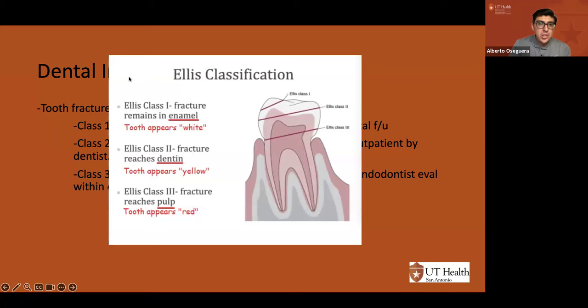So with class one, you'll get a fracture of the enamel. So you'll still have essentially a white looking tooth. Class one usually isn't too painful post-trauma, of course. With class two fractures, that'll be involving the dentin, and that will have pain associated with it, and the tooth will appear yellow. And then class three is when you reach the pulp, which is this red part of the tooth. So the tooth will appear red, and it's super painful, very sensitive to cold, to heat, and that will definitely require an urgent dentist and orthodontist evaluation.